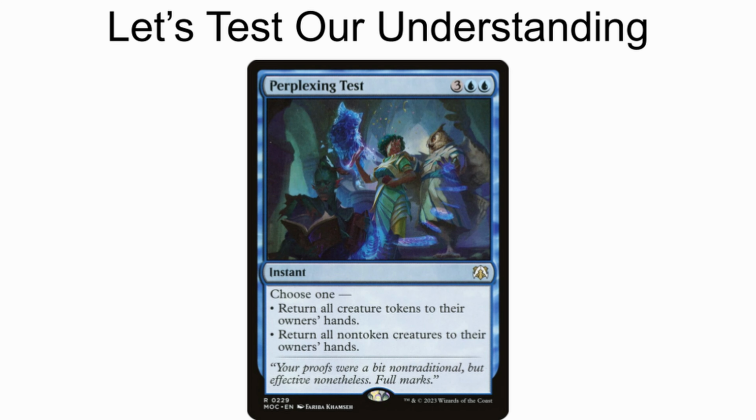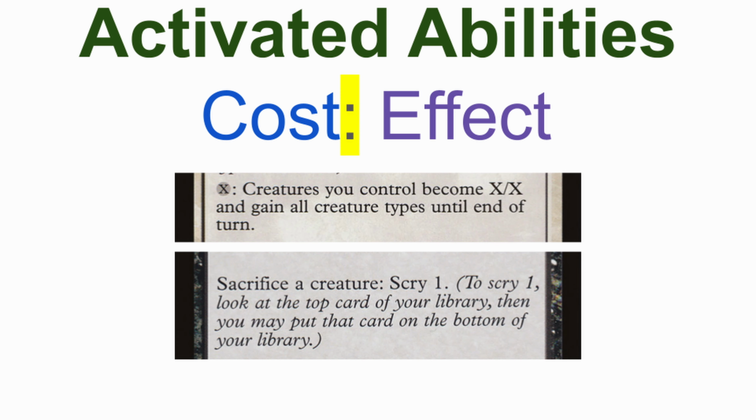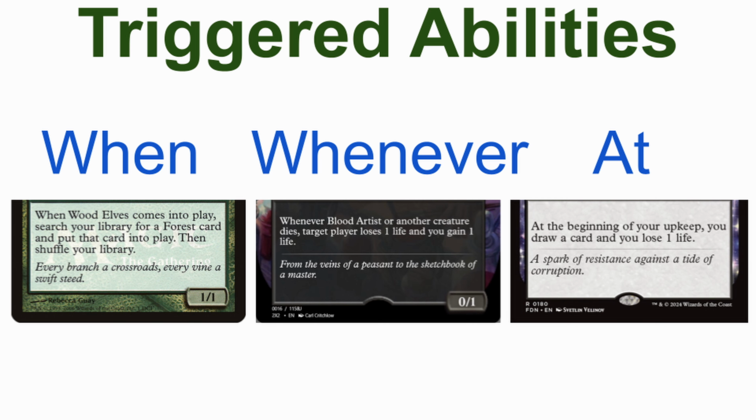How'd you do? If you need more work, go back, look at each question, and really try to digest the reasoning behind the answers. Two key takeaways you can remember in your next game. Activated abilities separate their costs from their effects with colons. Triggered abilities use the words when, whenever, and at.